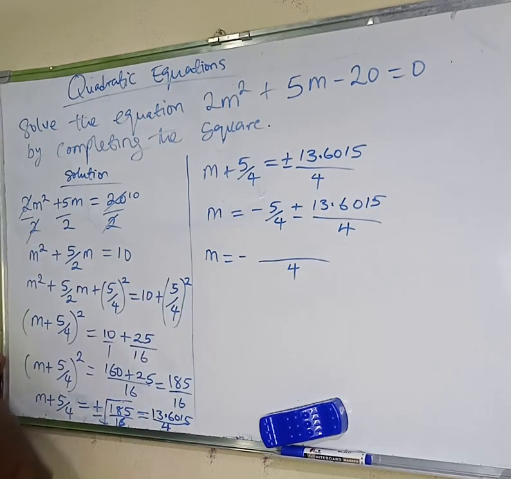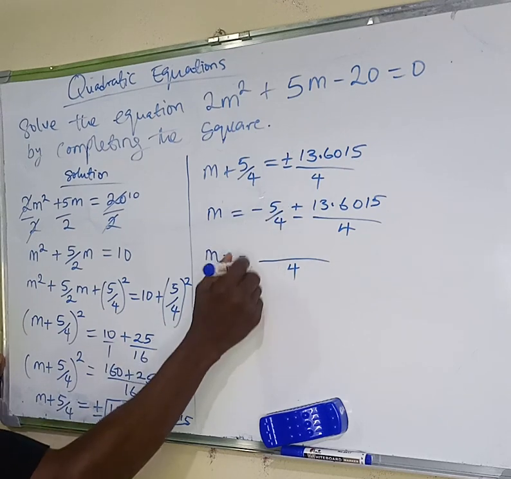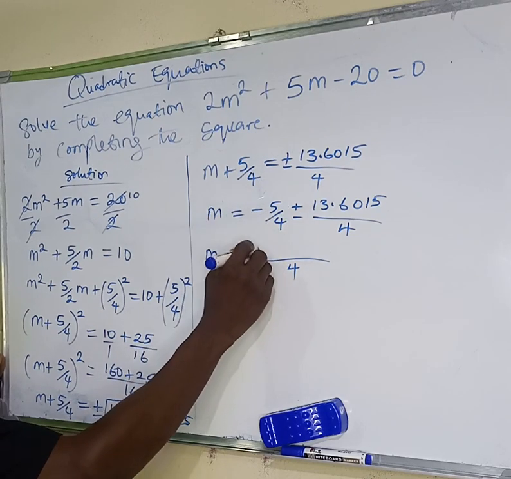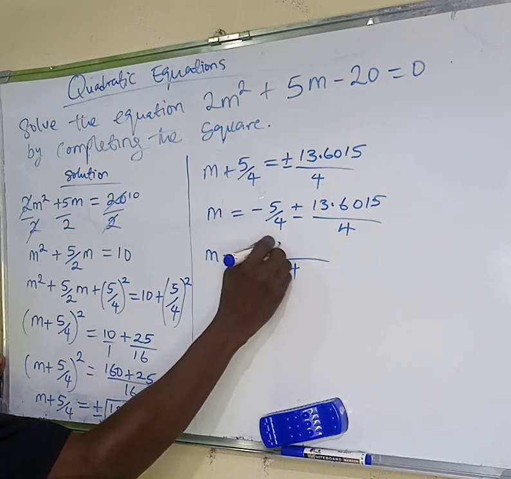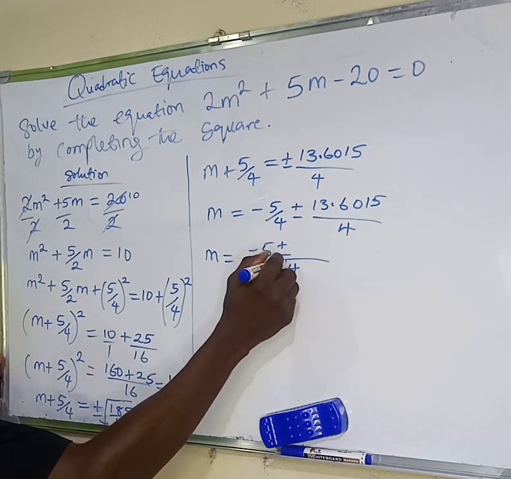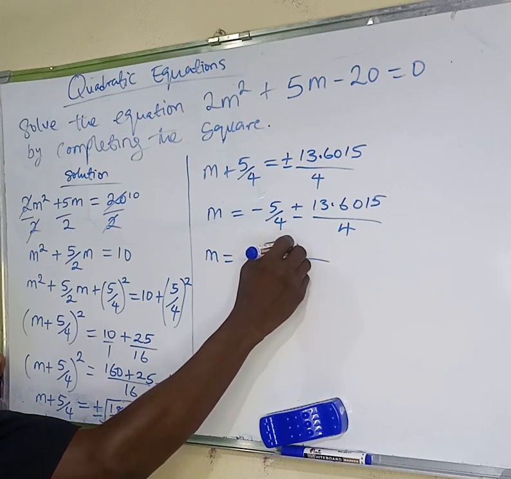We can use a common 4 to represent them. 4 divided by 4 is 1. 4 times 1 times 5 is negative 5. So we can have negative 5 plus or minus 4 divided by 4 is 1. 1 times 13.6015, we have 13.6015.